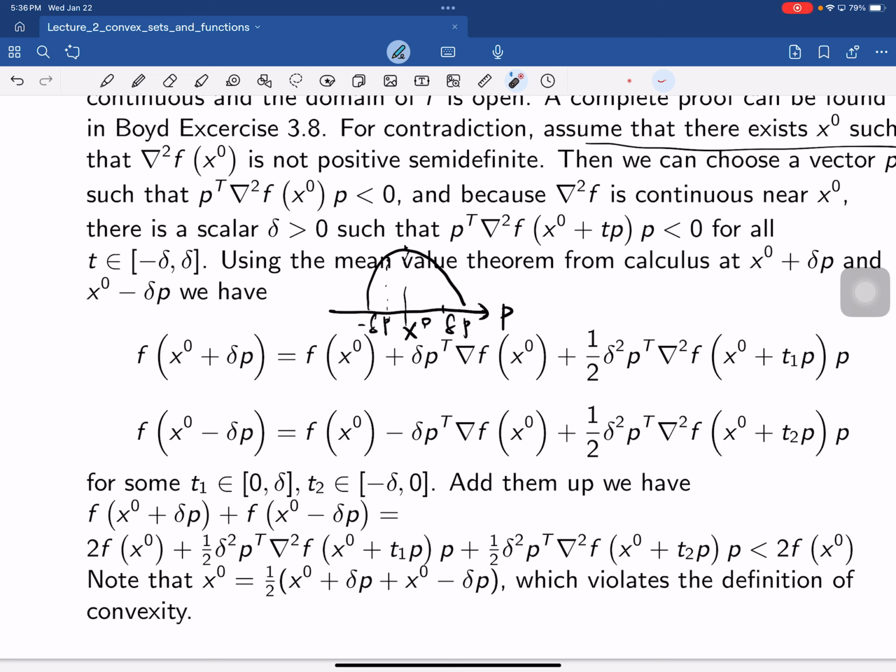Right? Because you know p transpose the Hessian p remains negative by the continuity property, this term is negative, and this term is also negative. So now you have a contradiction. The function is not convex, at least in this particular direction p, where p is like a certificate that the Hessian is not positive semi-definite. Okay, so that's the high-level intuition, and then you can check the math as well.